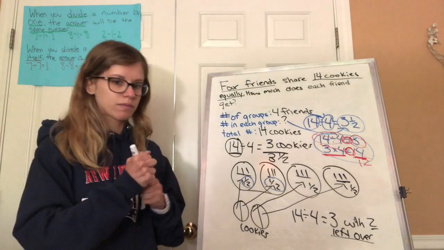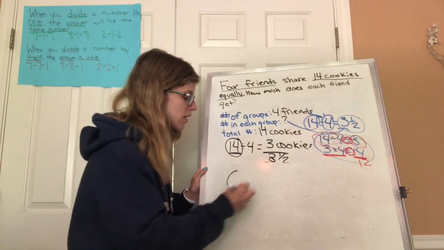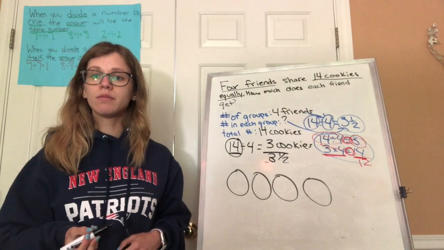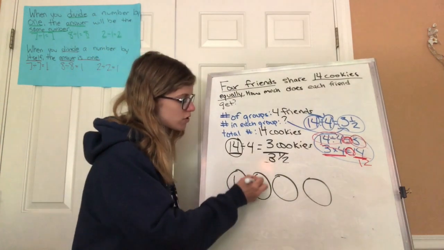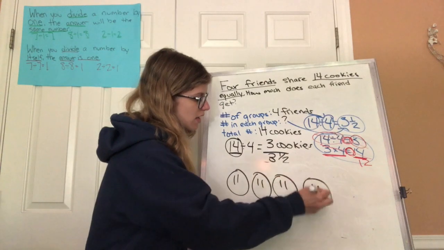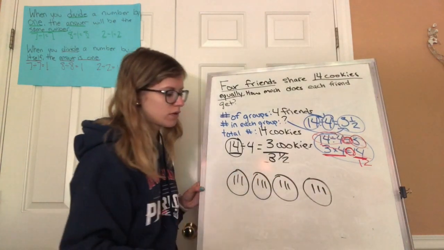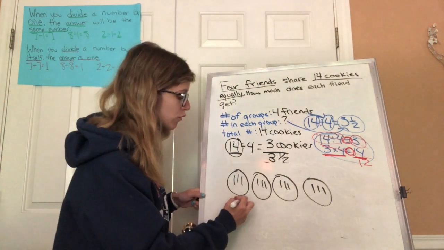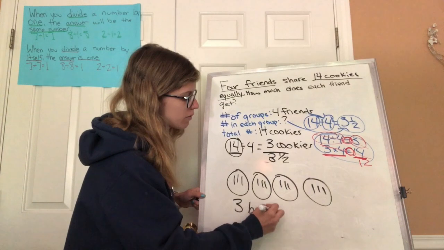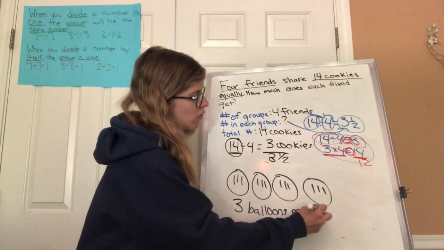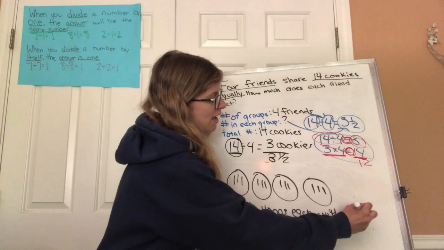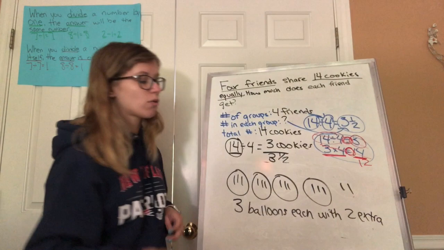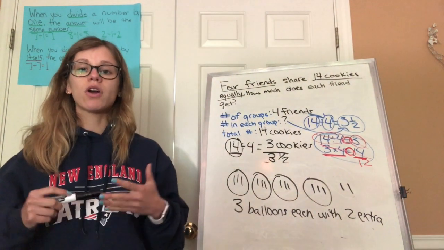So if I was to draw this, and these are each the trees, 4 trees, and I want to break up 14 balloons equally at all. So I'd do 1, 2, 3, 4, 5, 6, 7, 8, 9, 10, 11, 12. I can't break up a balloon in half. So I would have 3 balloons each with 2 extra. I would have 12, 13, 14. So I would have 3 balloons each with 2 extra, or 2 left over.